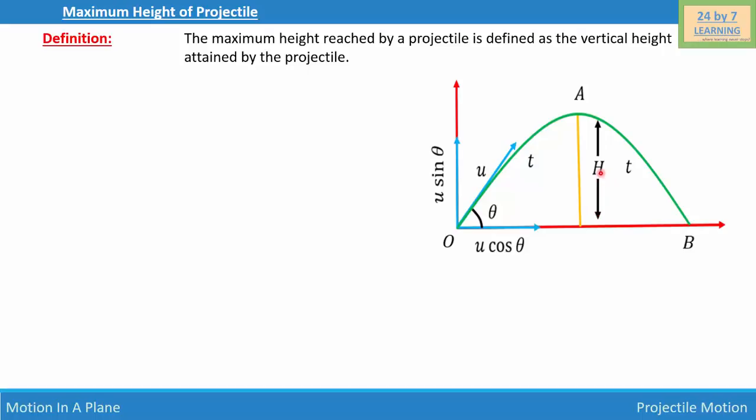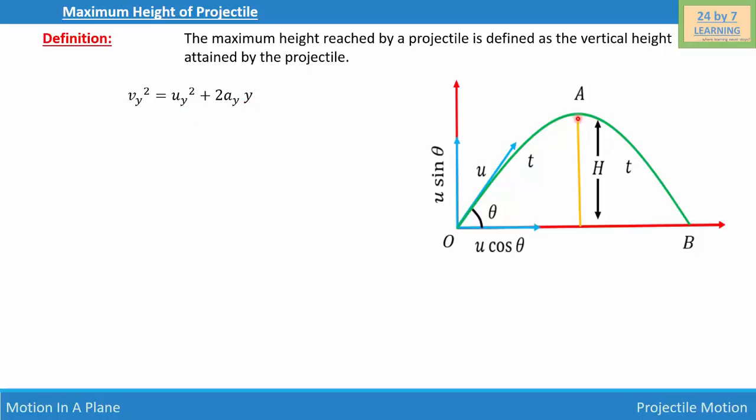Now, as we know, to get the maximum height, the projectile needs to go from O to A, and this is basically the vertical displacement. We know that the vertical component of velocity will be responsible for the vertical displacement, which is basically the height of the projectile. So we will use the vertical component of the equation of motion, Vy square is equal to uy square plus 2ay times y.